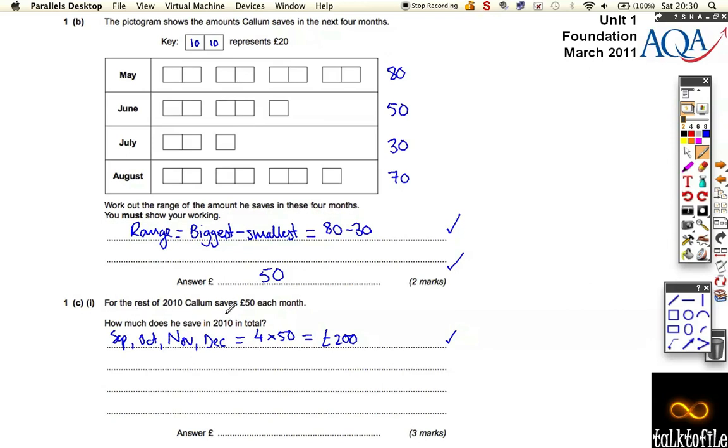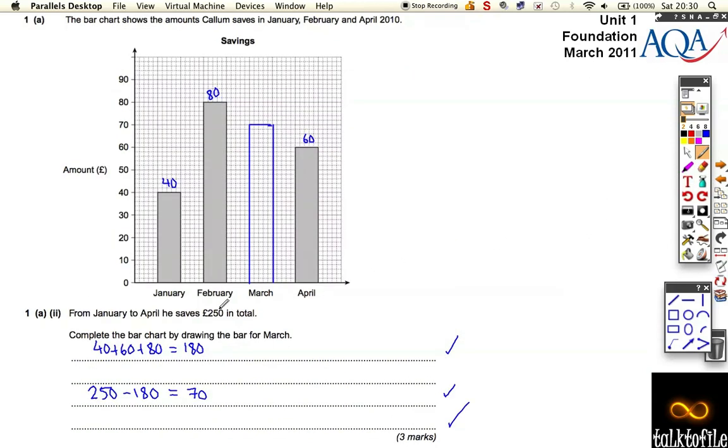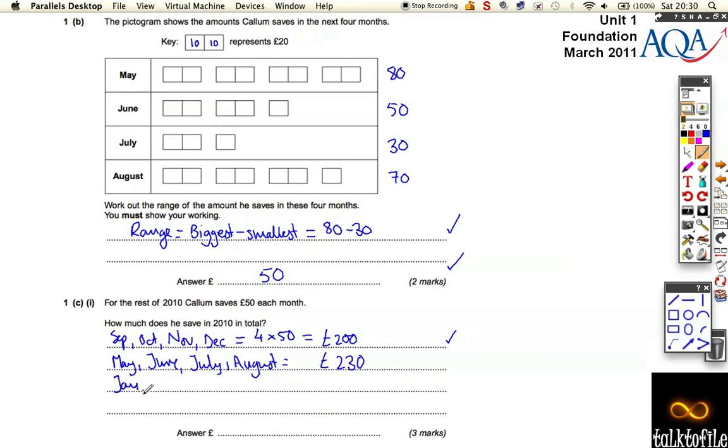So the question actually asks, how much does he save in 2010 in total? Well, let's add on May, June, July, and August, which is from the pictogram above. That is 70, 30 is 100, 180, £230. But that's not everything. We have to go back to the bar chart because that's only 8 months. We can either use the £250 total there, or we can add these up, which is going to be the same anyway. So 40, 60, this was 70 and 80, is 250. So Jan, Feb, March and April was £250.